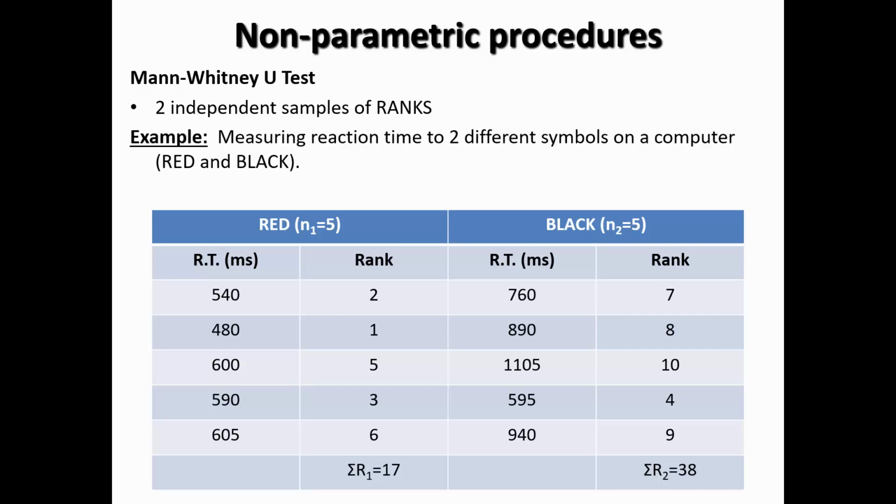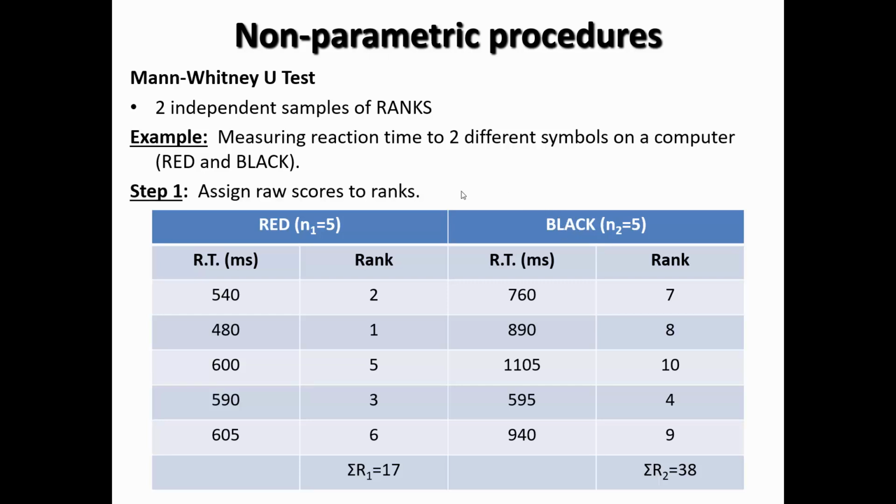It's because we have relatively small sample sizes. In this hypothetical study, we are measuring reaction time to two different symbols on a computer screen. One group of 5 volunteers sat in front of a computer screen, and their reaction time was measured when they saw a red symbol appear. A different group of 5 individuals reacted to a black symbol that was flashed in front of them.